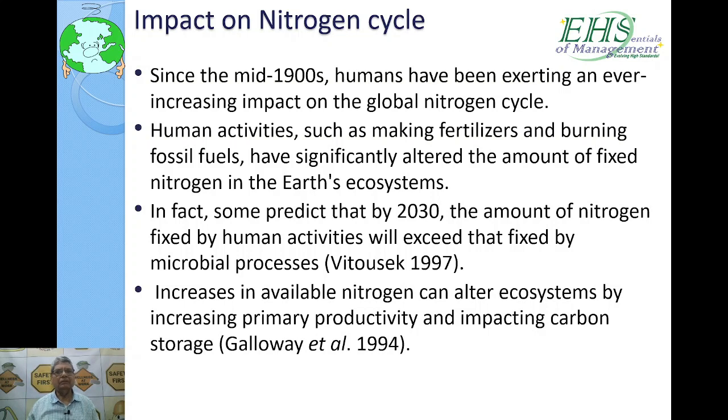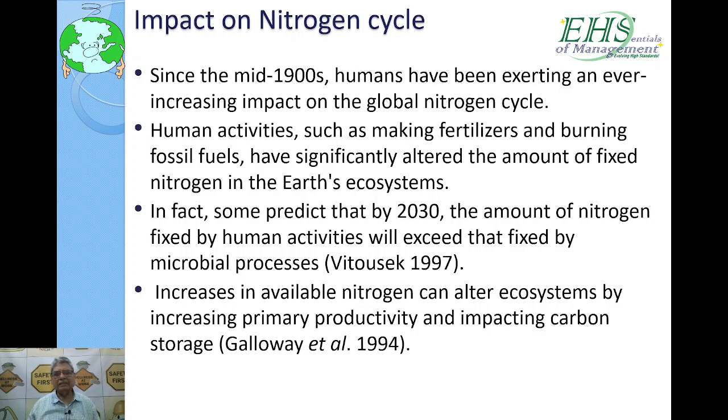Since the mid-1900s, humans have been exerting an ever increasing impact on the global nitrogen cycle. Human activities such as making fertilizers and burning fossil fuels have significantly altered the amount of fixed nitrogen in the Earth's ecosystem. Right? So we are using chemical fertilizers, we are burning fossil fuels in our vehicles, and so we are altering the amount of fixed nitrogen in the Earth's ecosystem.